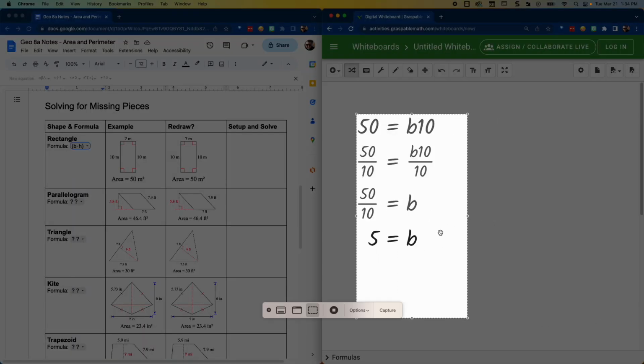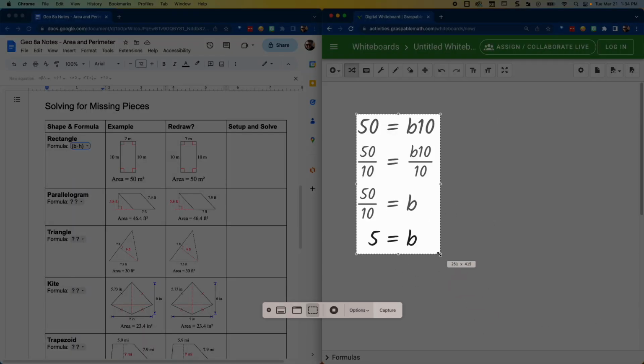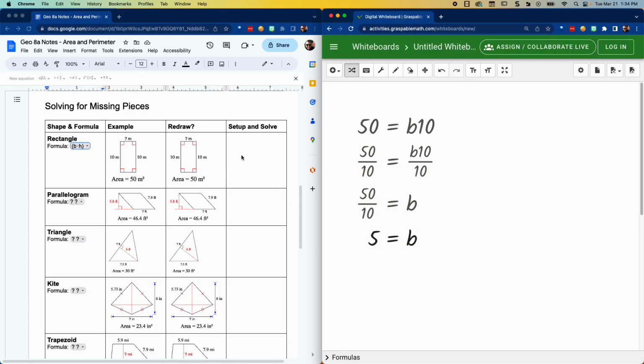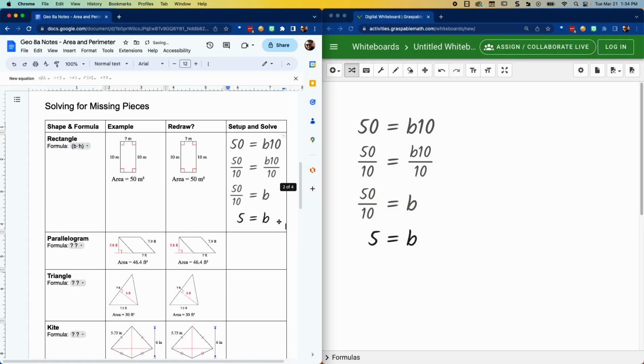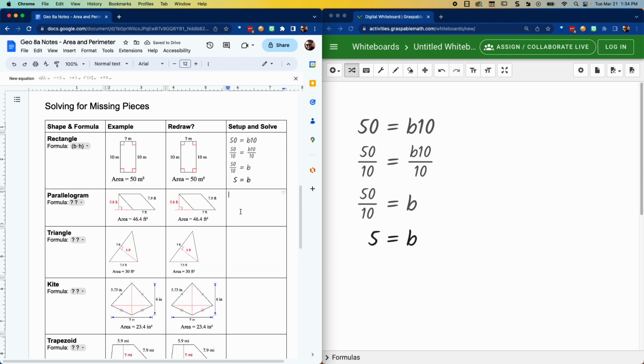So I can screenshot this. And let's say it's going to the clipboard. Cool. Capture that. Paste it in. 5 equals B. Shrink it back down for size sake. Now let's look at the next one.